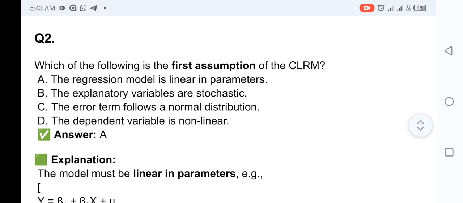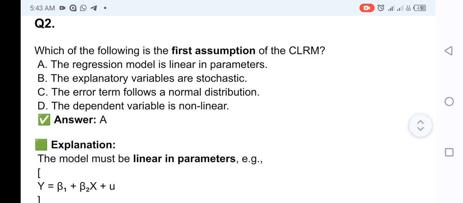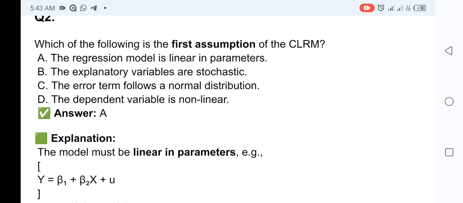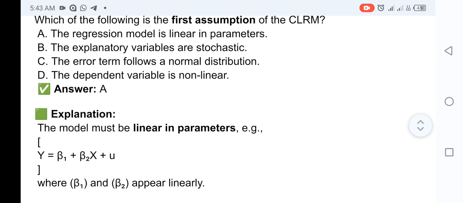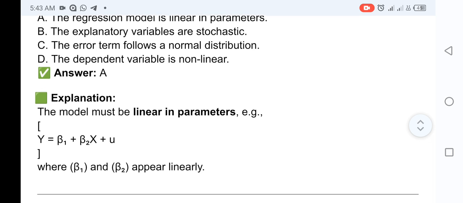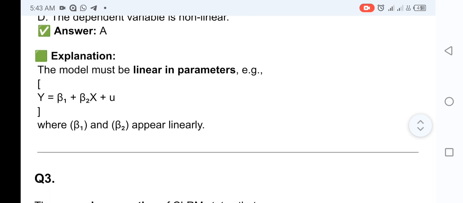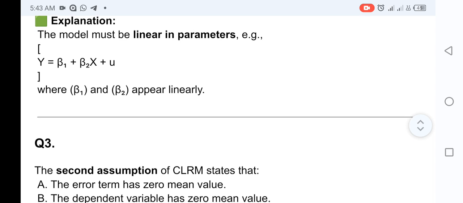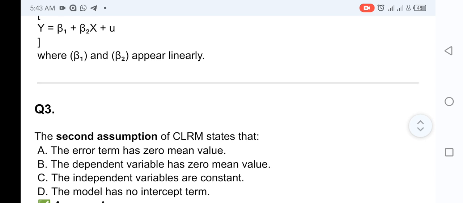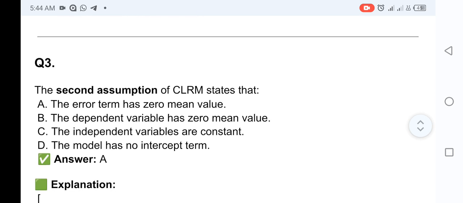Answer A. Explanation. The model must be linear in parameters, e.g., Y = beta1 + beta2 X + u, where beta1 and beta2 appear linearly. Q3. The second assumption of CLRM states that A. The error term has zero mean value. B. The dependent variable has zero mean value. C. The independent variables are constant. D. The model has no intercept term.